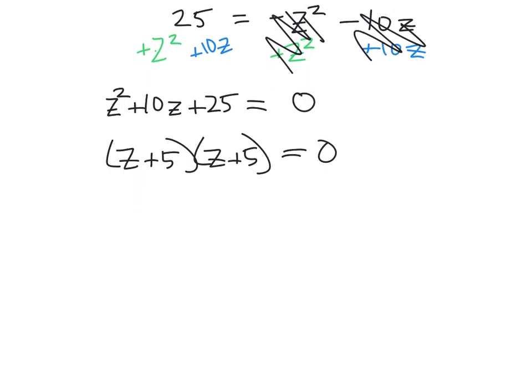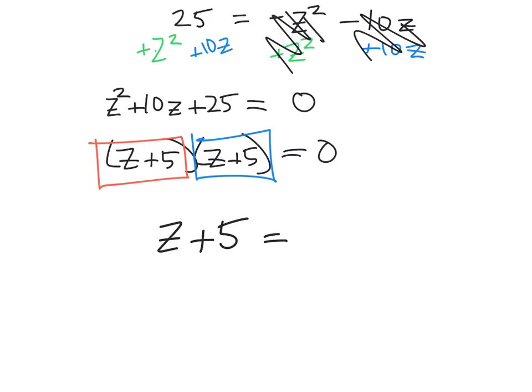And so what does that mean? It means this number times this number is equal to 0. So that means either z plus 5 is equal to 0, or it's going to be redundant, z plus 5 is equal to 0. So what that means is z plus 5 has to equal 0. Because when you multiply two numbers to equal 0, that means one of those, or both, has to be 0.